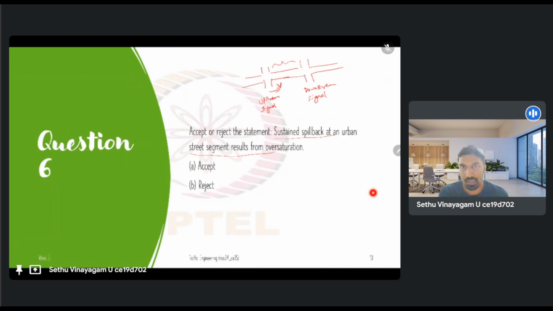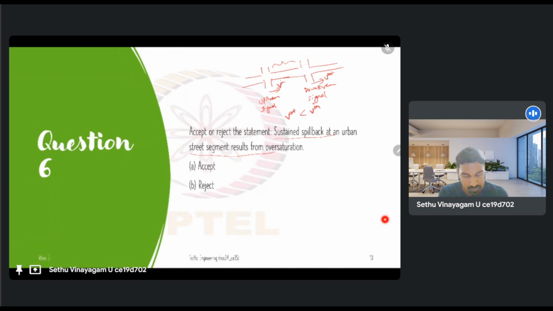So in each cycle we'll have some inflow, some demand that is coming in, and let's say this is V in, right? And then this is V out, right? So in every cycle, some vehicles will pass through the downstream signal as well, right? So what is spillback? If your V out is lesser than V in, then what will happen? Not all the vehicles that have come in one cycle are able to get out of this downstream signal.